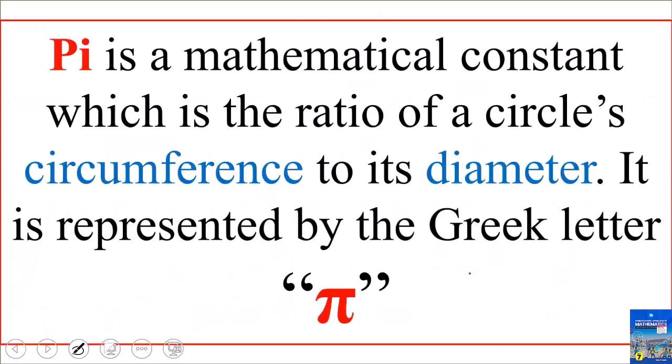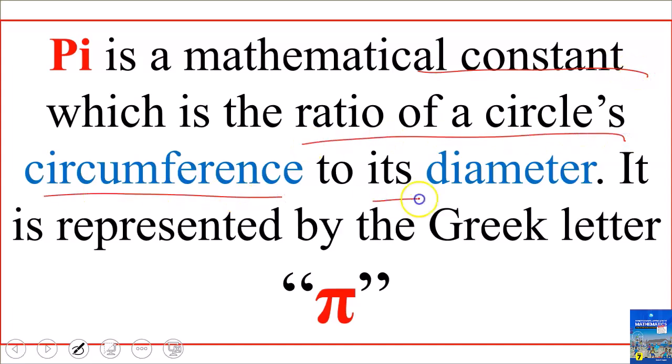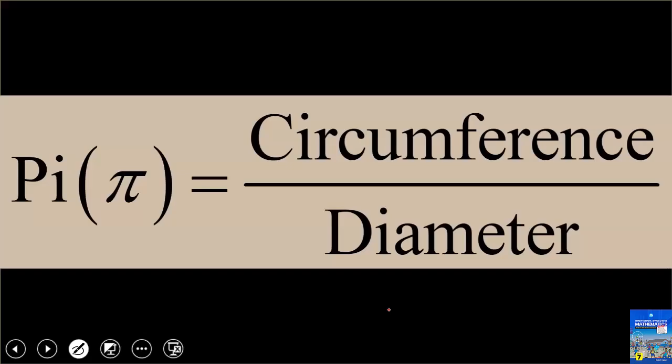Right. So in a nutshell, the definition for the word pi is a mathematical constant, which is the ratio of a circle's circumference to its diameter, and it is represented by the Greek letter pi. So this is a letter in the Greek alphabet, pi. So we can say pi is circumference over diameter, because we divided circumference over diameter.